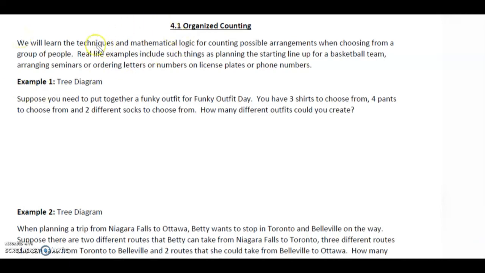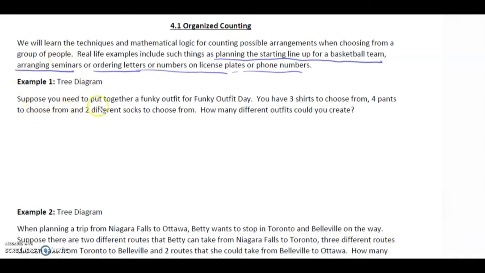4.1 Organized Counting. In 4.1, we will learn the techniques in mathematical logic for counting possible arrangements when choosing from a group of people. Real-life examples include planning a starting lineup for, say, a basketball team, arranging seminars, or ordering letters or numbers on license plates or phone numbers. We're going to start with tree diagrams, and this is the most basic way to organize numbers.